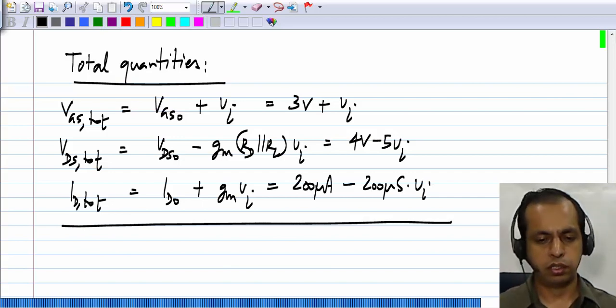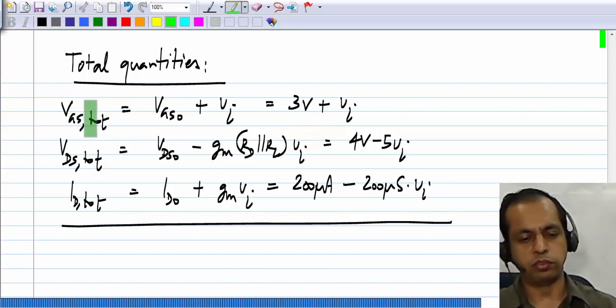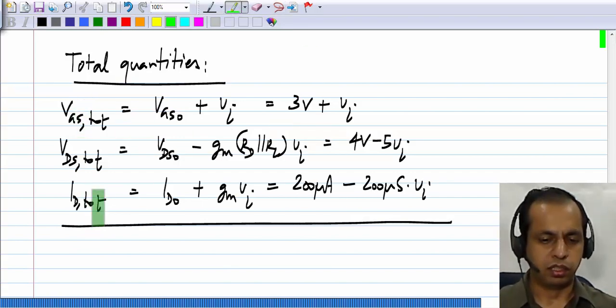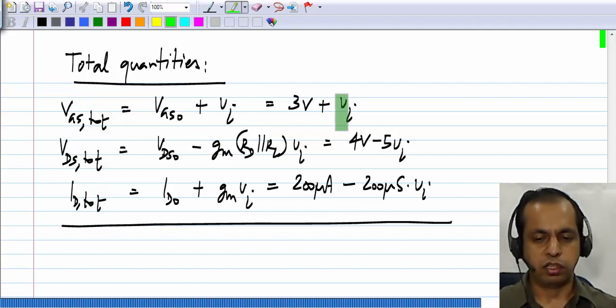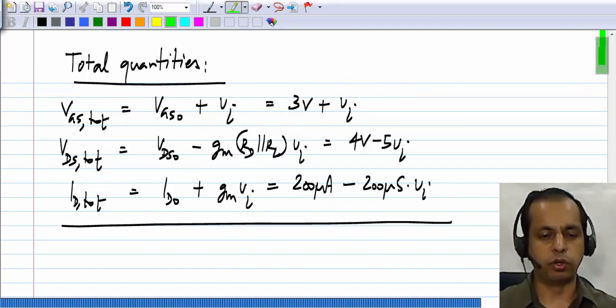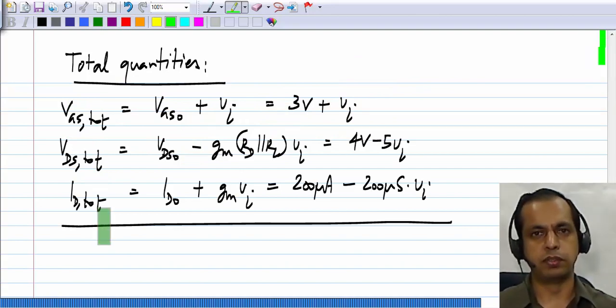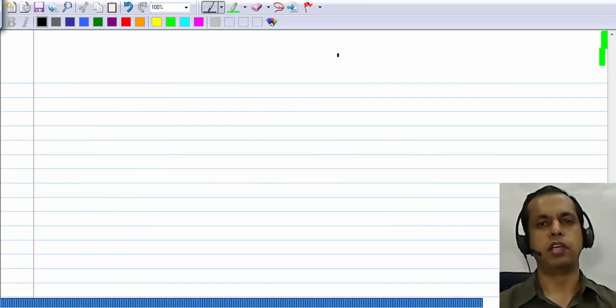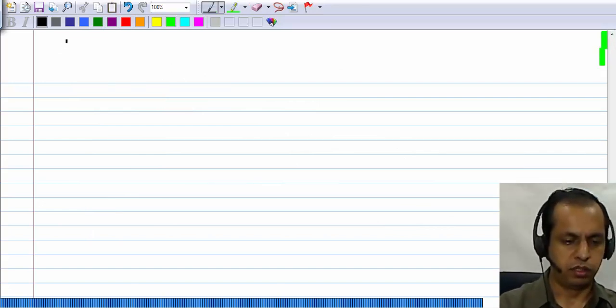Now that we have the total quantities of VGS, VDS and ID, this means that whatever the variation of Vi is, at every instant we know VGS and VDS. So we can calculate when it enters triode region or when it enters cutoff and so on. First, let's look at the limit imposed by the triode region.